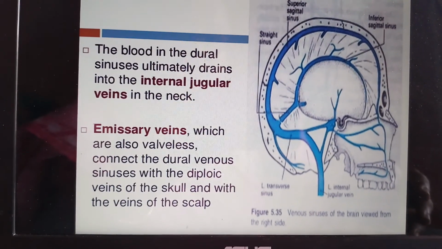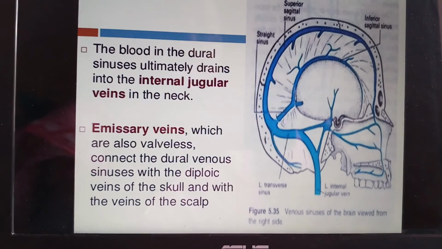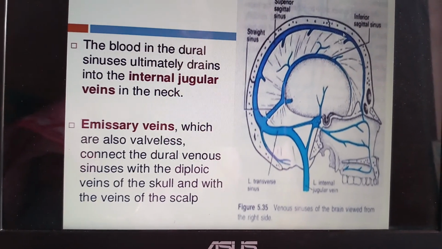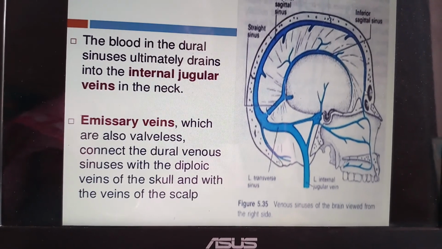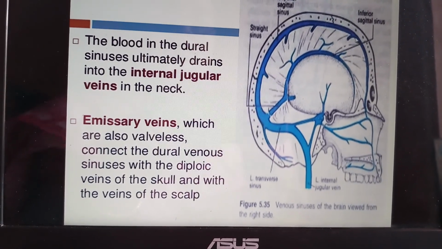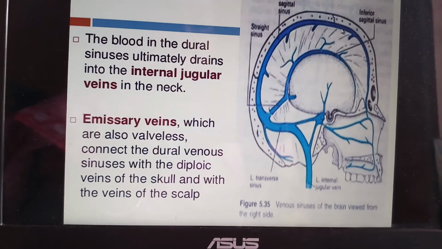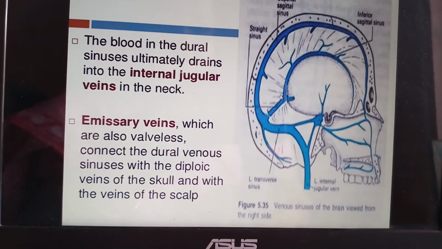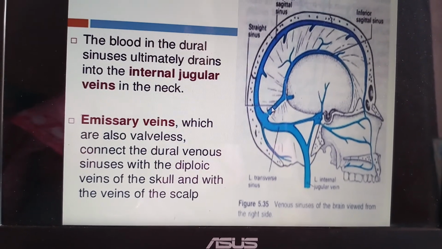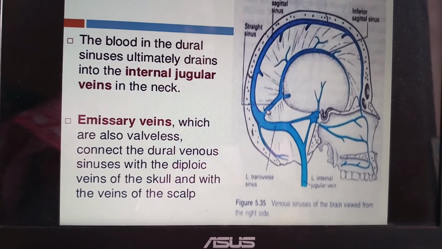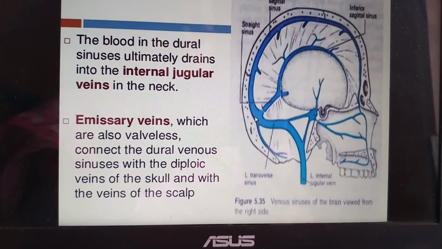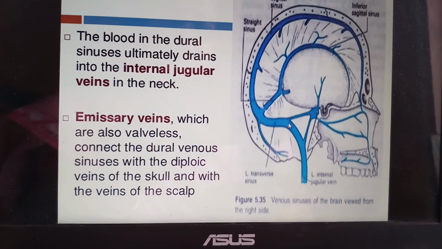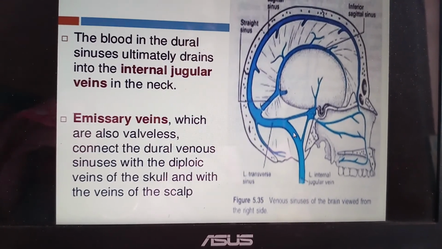Next, the blood in the dural venous sinuses is ultimately going to drain into the internal jugular vein of the neck. So this is what we find here, all the dural venous sinuses. Here you can see this is the superior sagittal sinus. Then here we see that this is the inferior sagittal sinus. Again we have one that is known as the straight sinus, and this is the torcular Herophili, or the confluence of the sinuses. It is the left transverse sinus that we can see here.